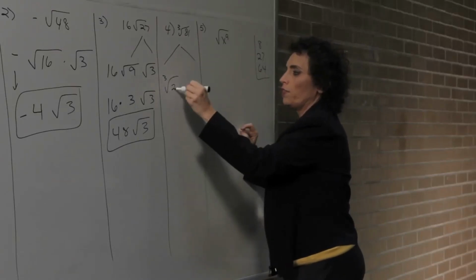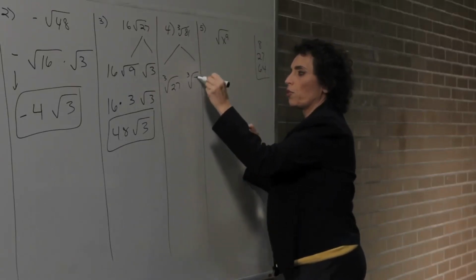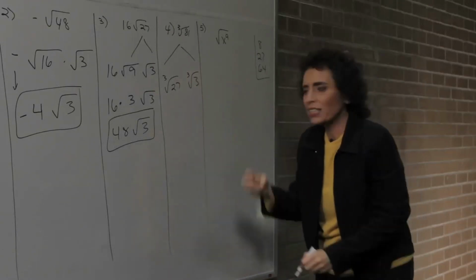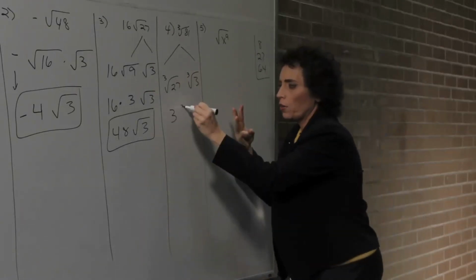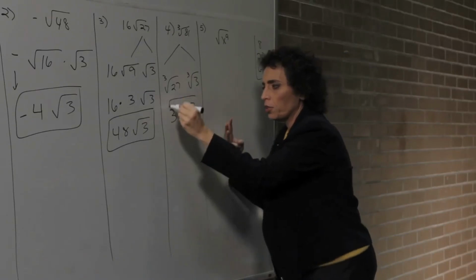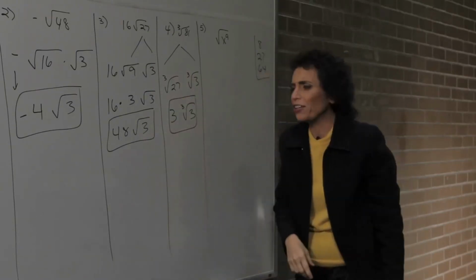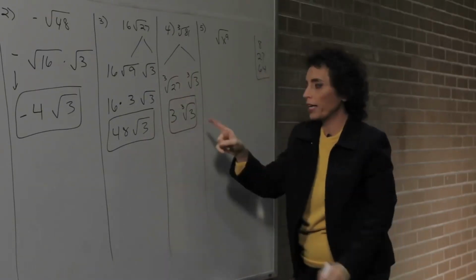So the cube root of 81: 27 times 3. Well, the cube root of 27 is 3. Oh, a lot of 3's going on. 3 times the cube root of 3. I can prove that. You go, no, please don't, please. But I can prove that.